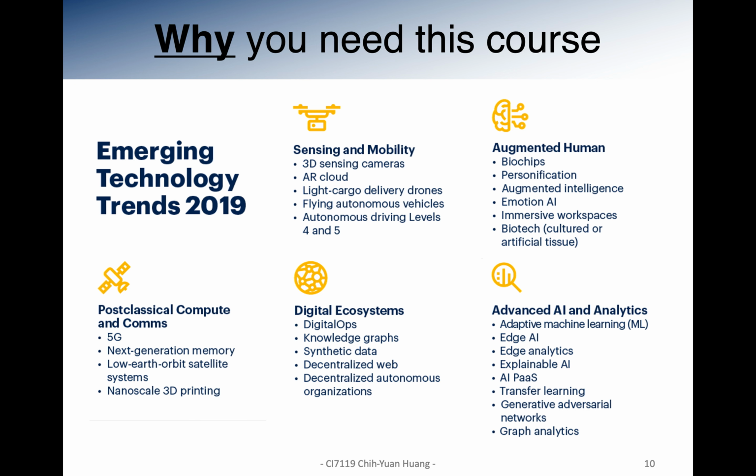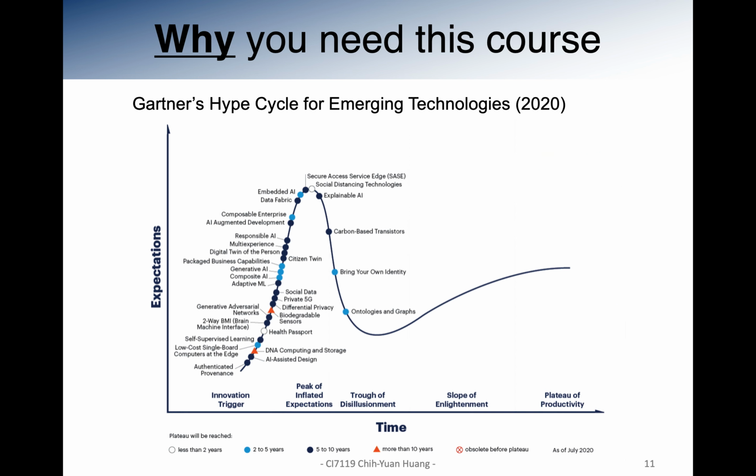And this one is 2019, with some of the emerging technologies. As you can see, some of them are also related to the GIS field, like the 3D sensing camera, and also autonomous driving, and also I believe, for example, HAI. Those things are quite important for the GIS field.